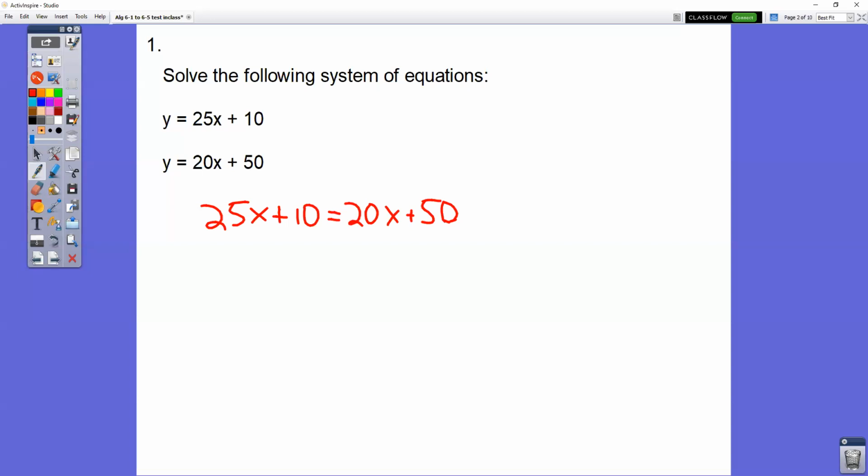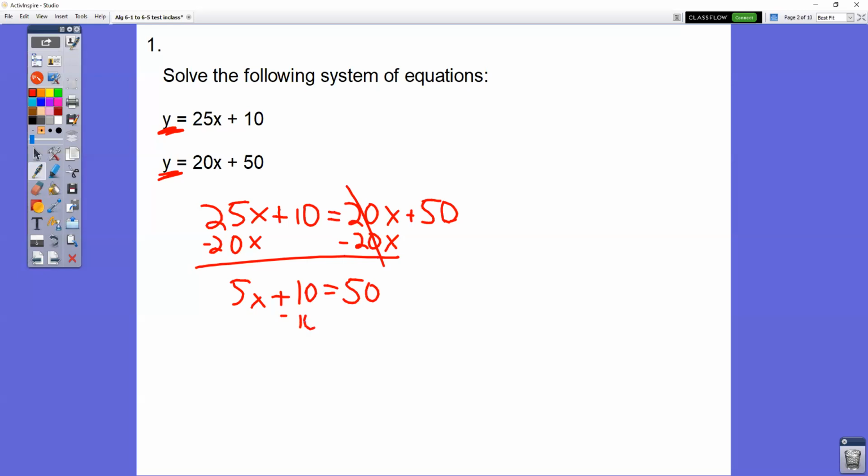Again, when you have both equations as y equals and y equals, all you want to do is set them equal to each other and solve. So 25x plus 10 equals 20x plus 50. We're just going to solve for x. You have letters on both sides. We want to get all the letters on one side first, so I would do minus 20x and minus 20x. So I have 5x plus 10 equals 50.